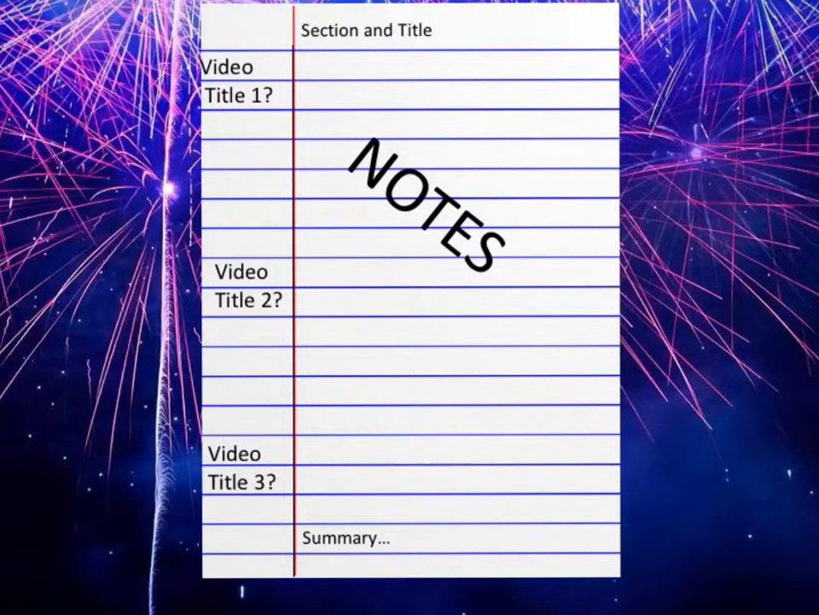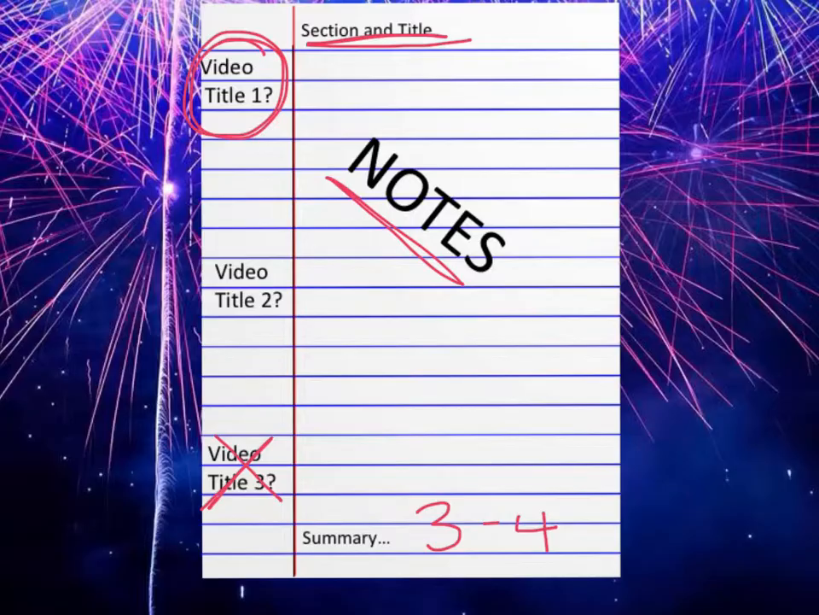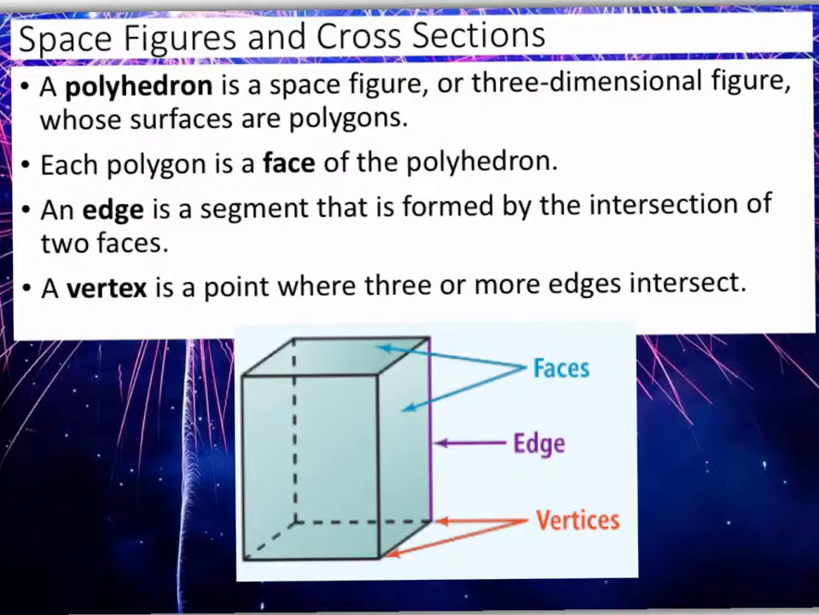Here's a reminder of how your notes should be set up to take notes from this video. This is video title number 1. And you also have a video title 2, but not a 3 for these notes. Make sure the section and title goes up top. You create your notes, and then your summary is 3 to 4 sentences in length, answering the question of the video title.